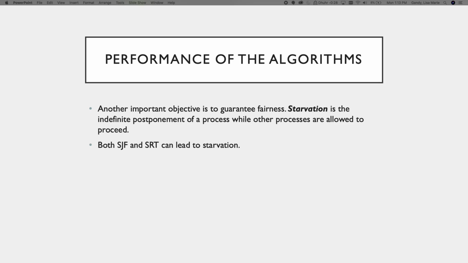Another important objective is to guarantee fairness. Starvation is the indefinite postponement of a process while other processes are allowed to proceed. This can happen. Both shortest job first and shortest remaining time can lead to starvation. We're about to see that.